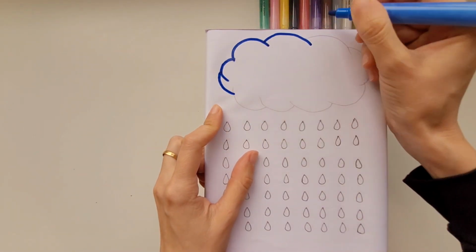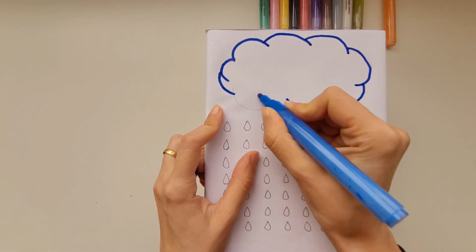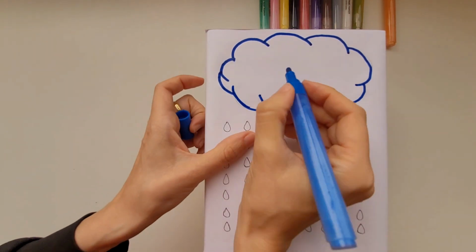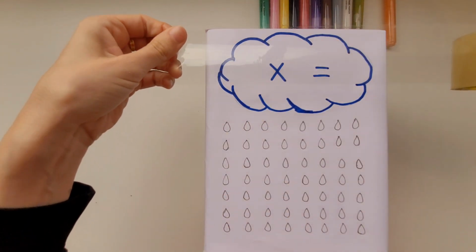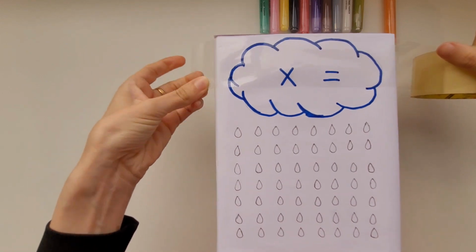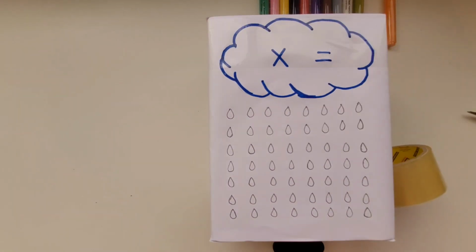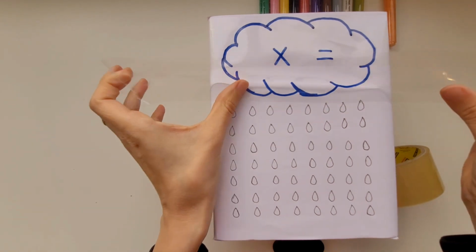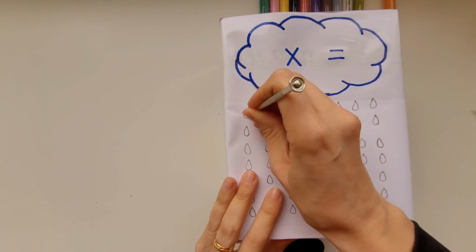I'm going to highlight the cloud with blue, and then I'm going to write a multiplication sign and an equal sign on the cloud. After that, I'm going to cover them with clear tape. That way we can write the questions directly on the cloud, and we can change them by using a dry erase marker and an eraser.